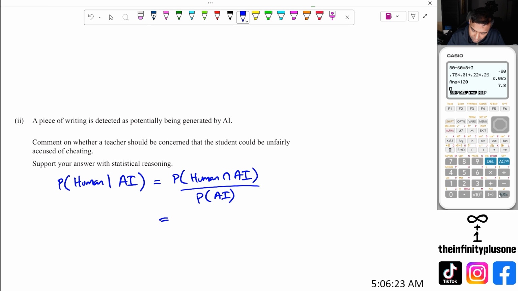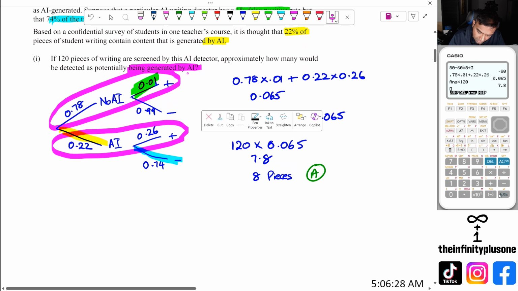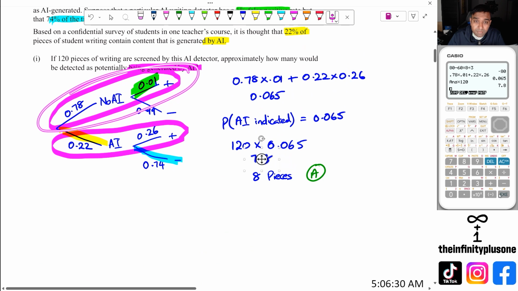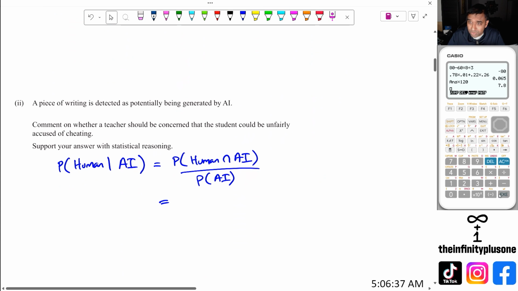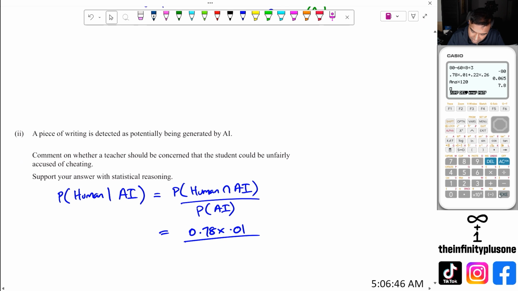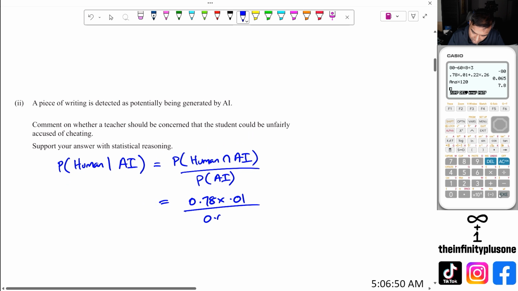Now, if you look at human and AI, that is that first branch here, because this branch here is going to be human and AI. So we're going to have that as 0.78 multiplied by 0.01, and that's divided by the probability that it was recognized as AI, which we found in the previous question. So that was 0.065. So that's going to give us a probability of 0.12.